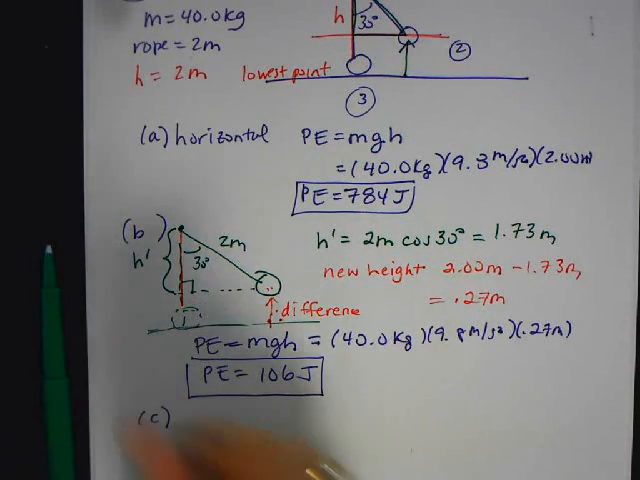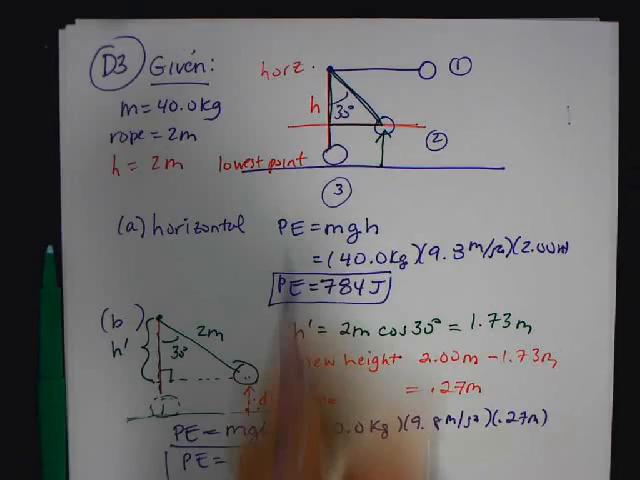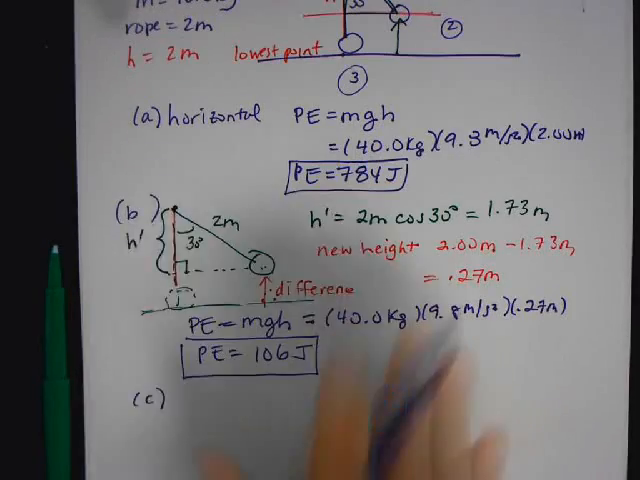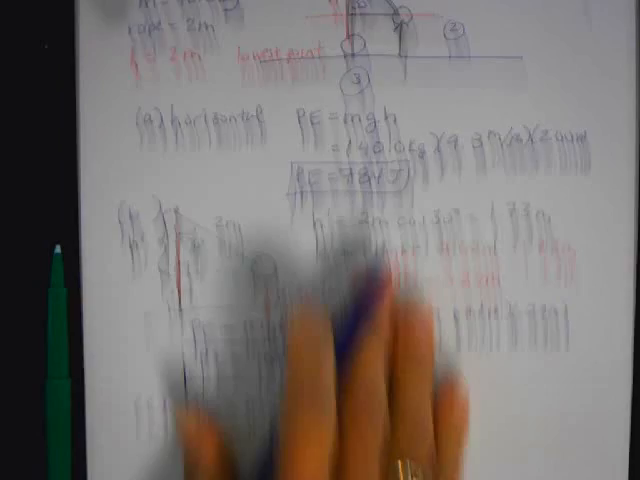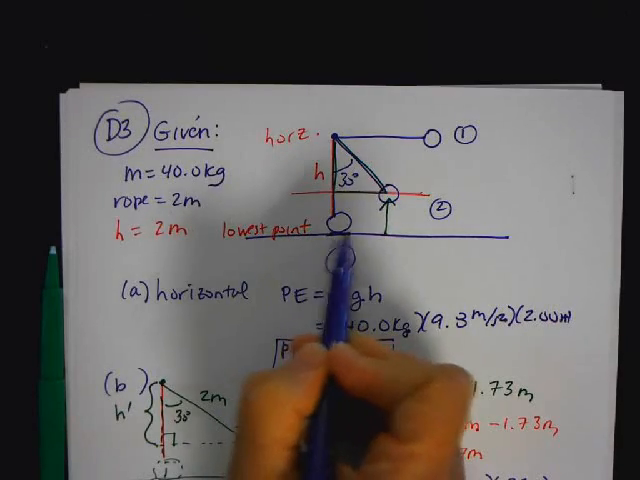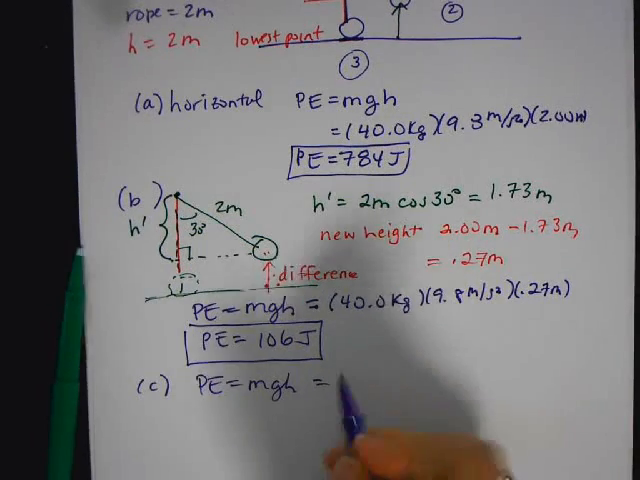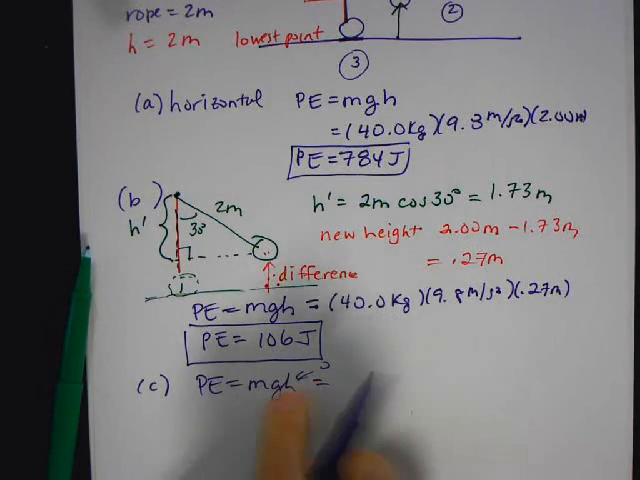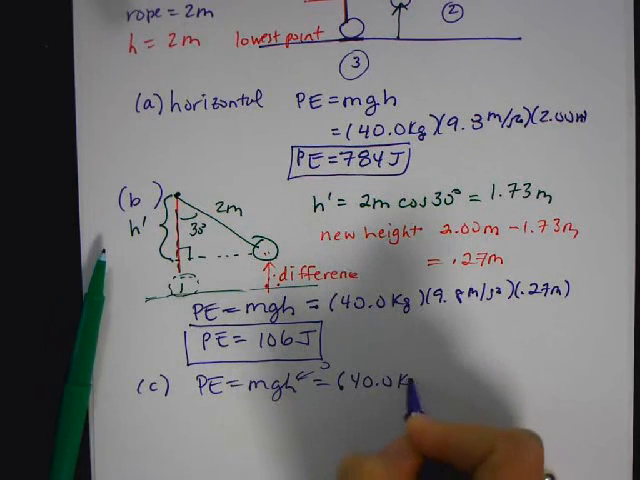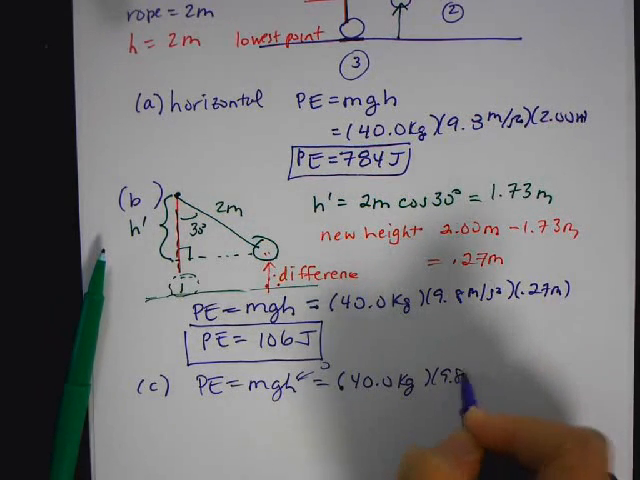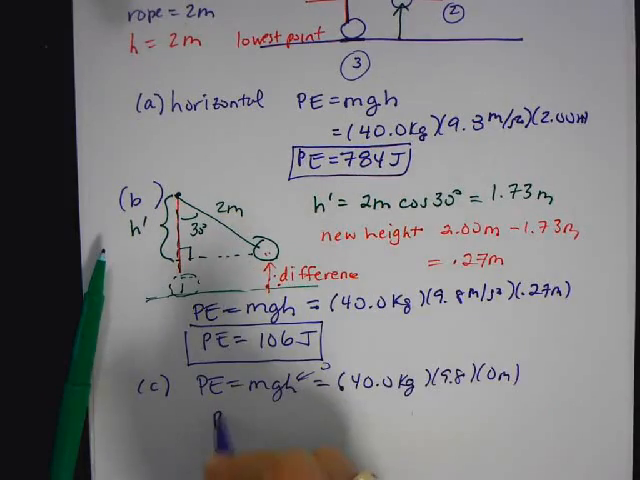And then the last part, part C, wants to know what's the potential energy here. Well, remember, potential energy is mgh. But here, my frame of reference, which I call the base level, is the ground, so the height is 0. So anything times 0 is 0. You can substitute the numbers in if you want, 40 times 9.8 times 0, but it's going to be 0.